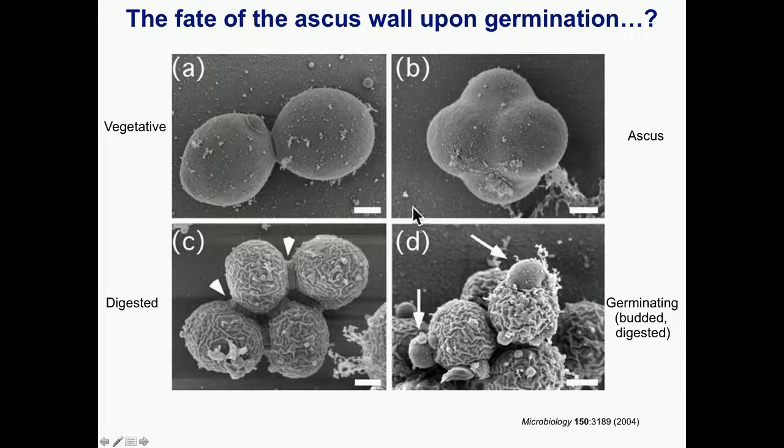You can see these more recent studies that use beautiful scanning EMs to look at germination, but unfortunately, they digested away the ascus wall prior to germination, so it doesn't really help address the issue. They did point out these interspore bridges that connect the 4 spores together, even when the ascus wall is degraded, and that'll become important later in the talk.